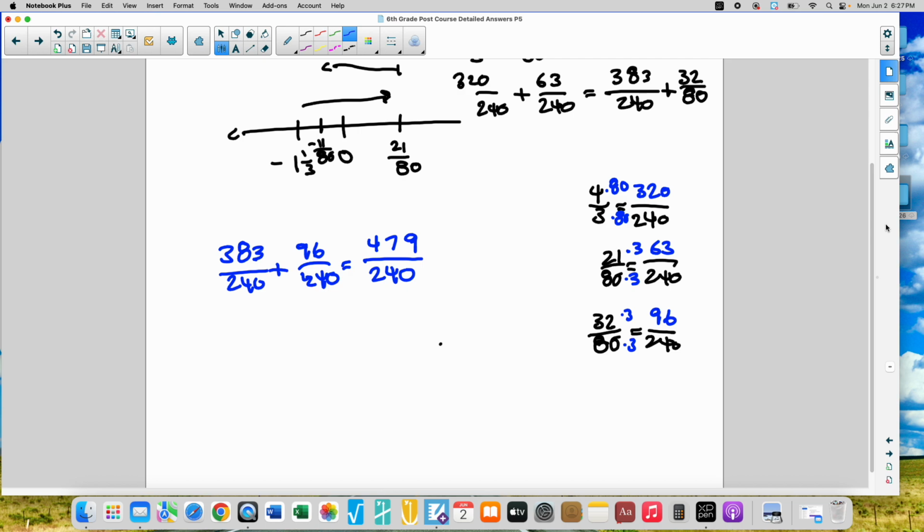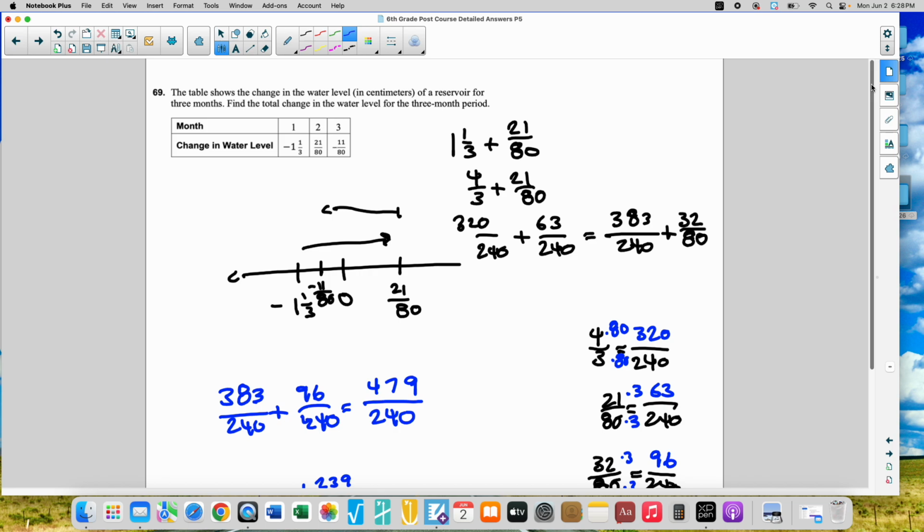Okay. Well, that's a weird number. 479. If I did it correct, let's see that. That's interesting in its own right that I hopefully did it correctly. So let's do this. That's 480. So that's actually going to be 1 and 239 240ths. Yeah, that's not reducing. Well, let's check and see if I made a mistake here.